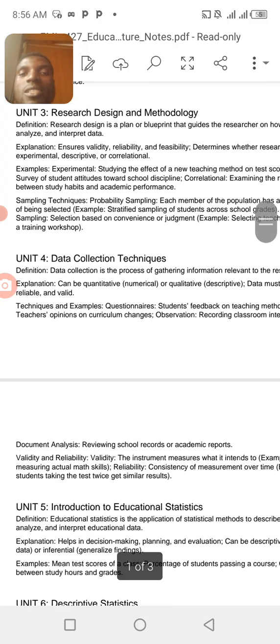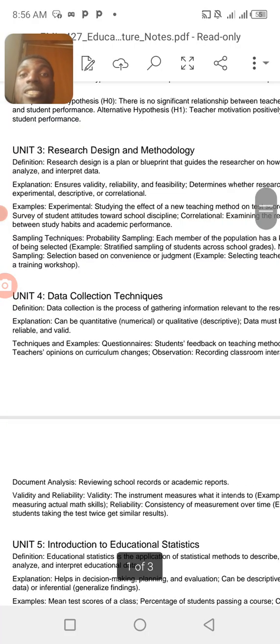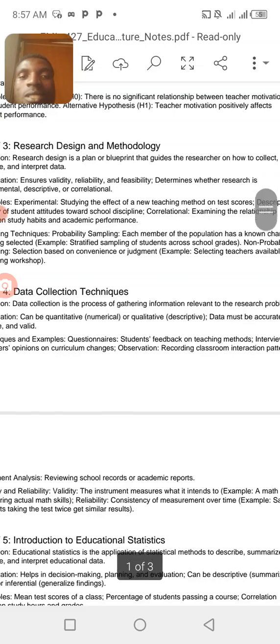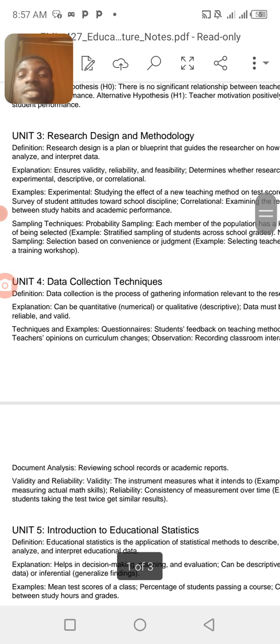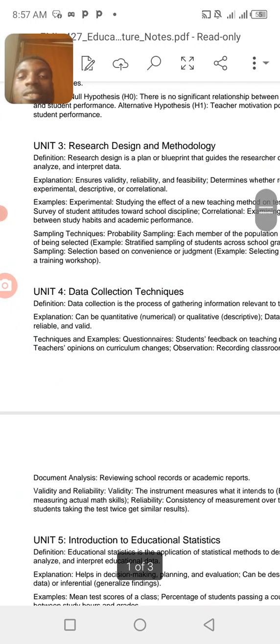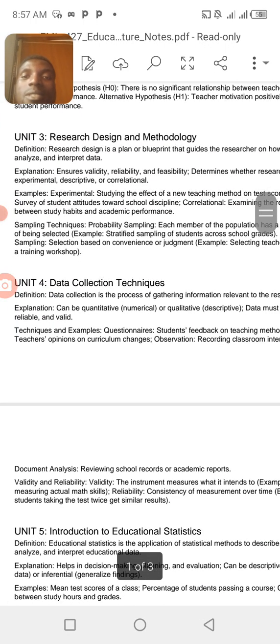Alright. So, explanation: in research design and methodology, one of the things you must ensure is validity. That means your research design and methodology must be reliable, right? That's reliability, and feasibility as well. So you can now determine whether the research is experimental, descriptive, or correlational.